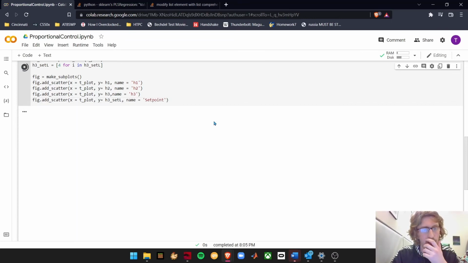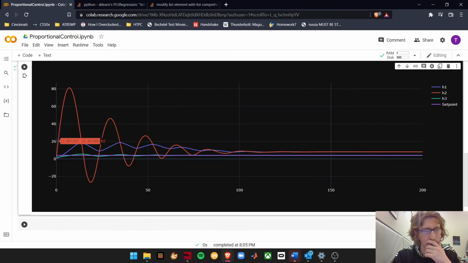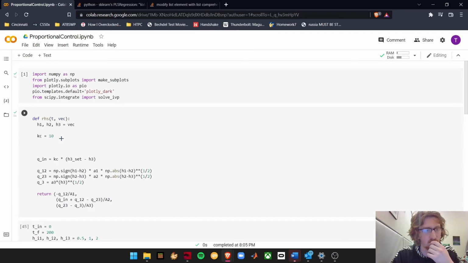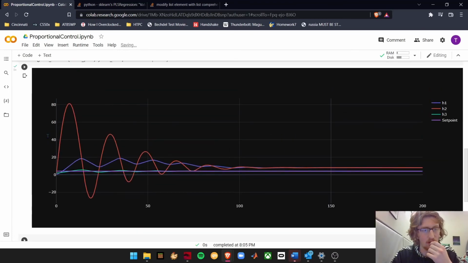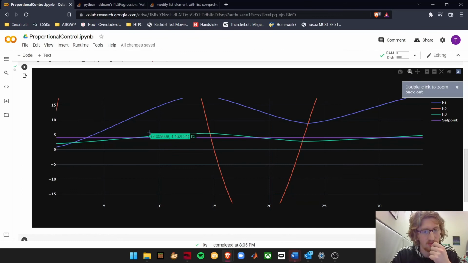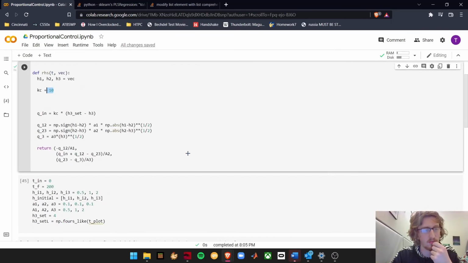So if we go ahead and take a look at it, you see when we zoom in, and just as a reminder, we changed our KC to a really high value, which let us see that we could overshoot by quite a bit. But if we take a look here, we can see that our height of tank 3, this green line here, oscillates both above and below the set point. So let's also modify our KC to be really small, I guess.